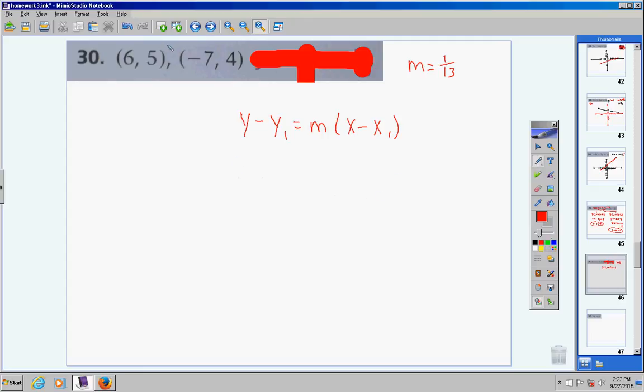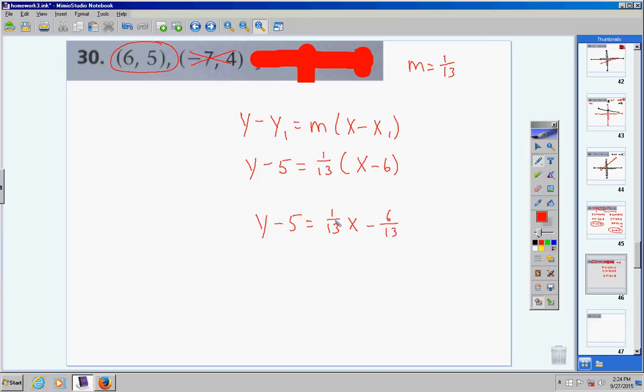Alright, pick an ordered pair. I'm going to pick this one because there's no negative numbers. So here we go. y minus a y value, y minus 5. For m, I'm going to substitute 1/13. x minus an x value, my x value is 6, so x minus 6. Next I have y minus 5 equals 1/13 times x is 1/13 x. And then, if you're good with fractions, you know that a positive times a negative is negative. 1/13 times 6 over 1 is 6/13.